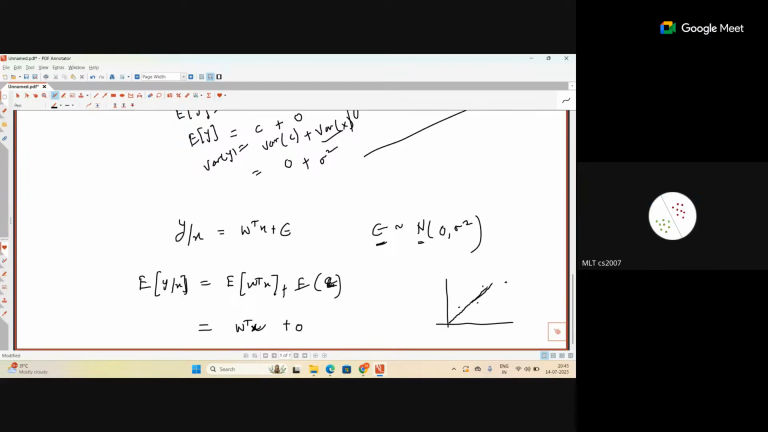About why you are taking the... I'm sorry, I don't understand it. Can you explain to me why the expectation of the error is 0? Why can't we take any other value?